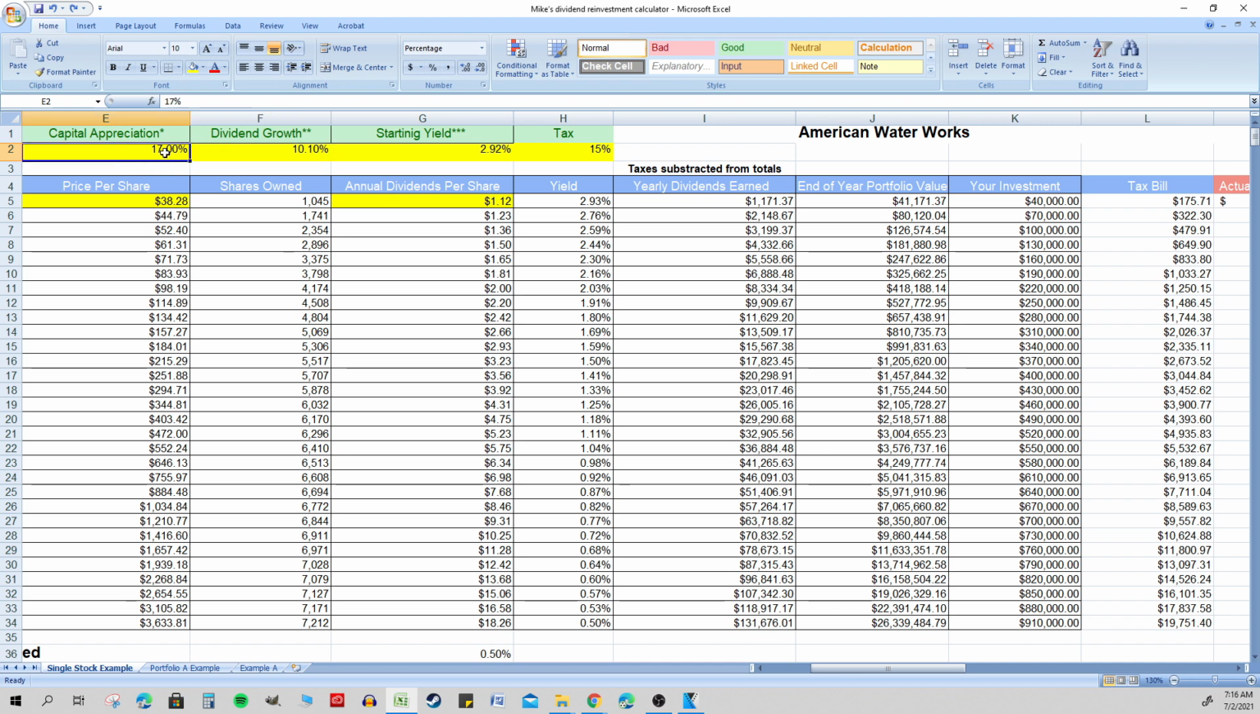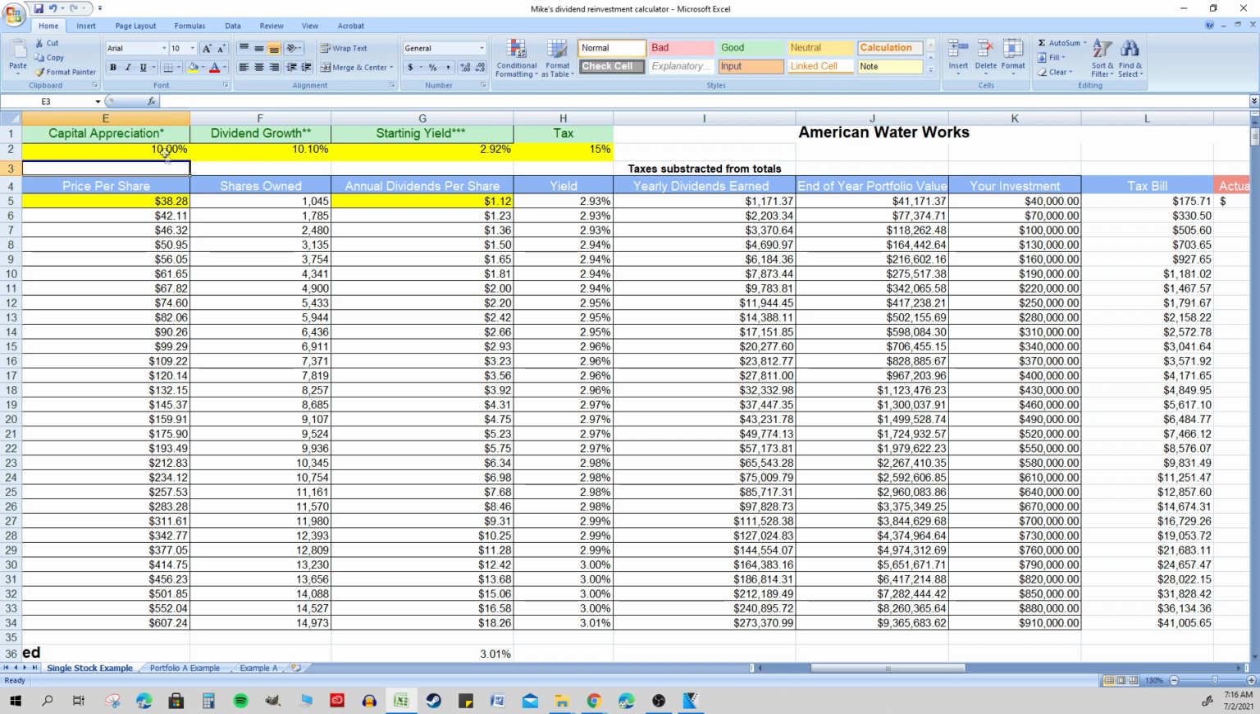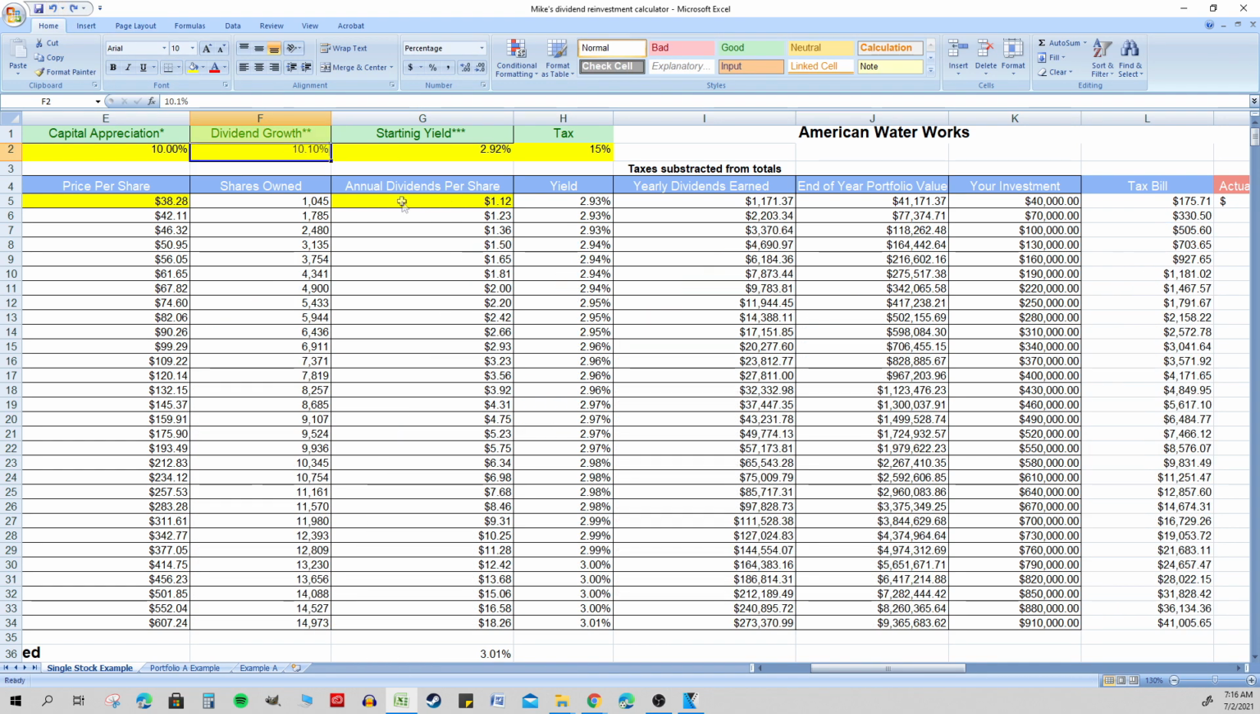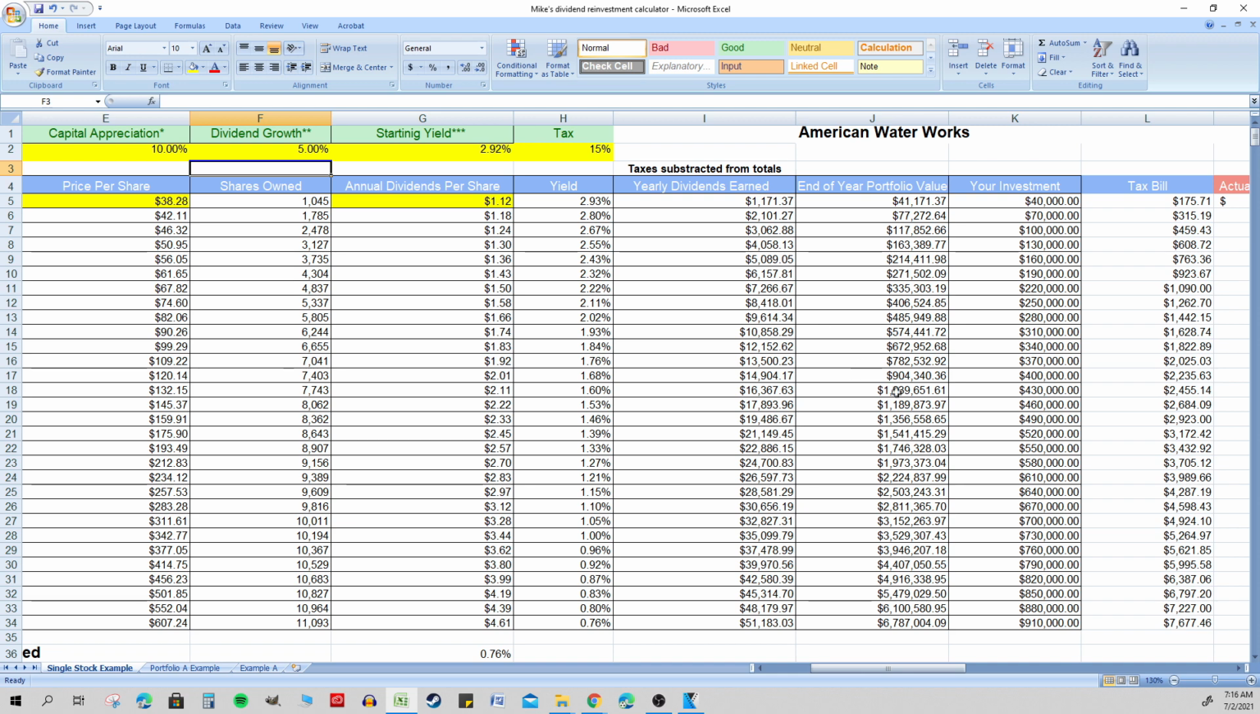So you can easily just tweak this just by a couple of clicks of a button. Just type in different rates if you want to see how things progress. Whoops, that's not the way to do it. You have to type in 0.05, there we go. So you can easily tweak this. But the bottom line is you can easily adjust these numbers and just watch it grow.